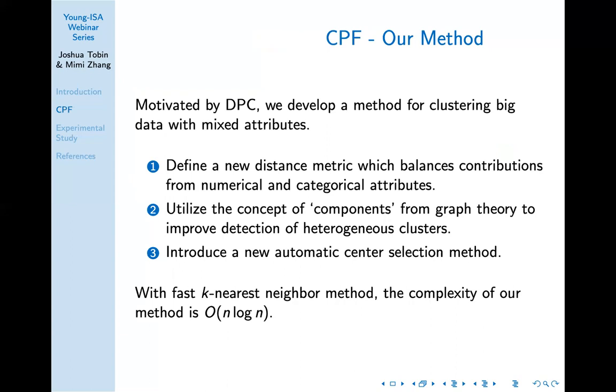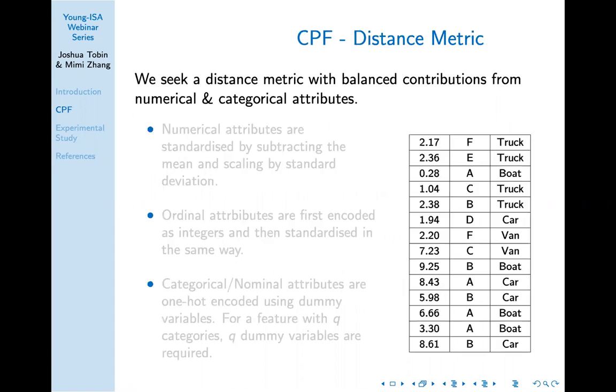So the first thing is that minor change which I introduced here. We introduced a new metric for mixed numerical, categorical and ordinal attributes. We develop a new clustering method which combines this peak finding approach with connected components from graph community detection. This improves detection of heterogeneous clusters and at the same time reduces the computational complexity of the density calculation. We also remove the need for manual input by developing an automatic approach for determining centers from the data. So first things first, I'll introduce the metric which we use to deal with the mixed data types.